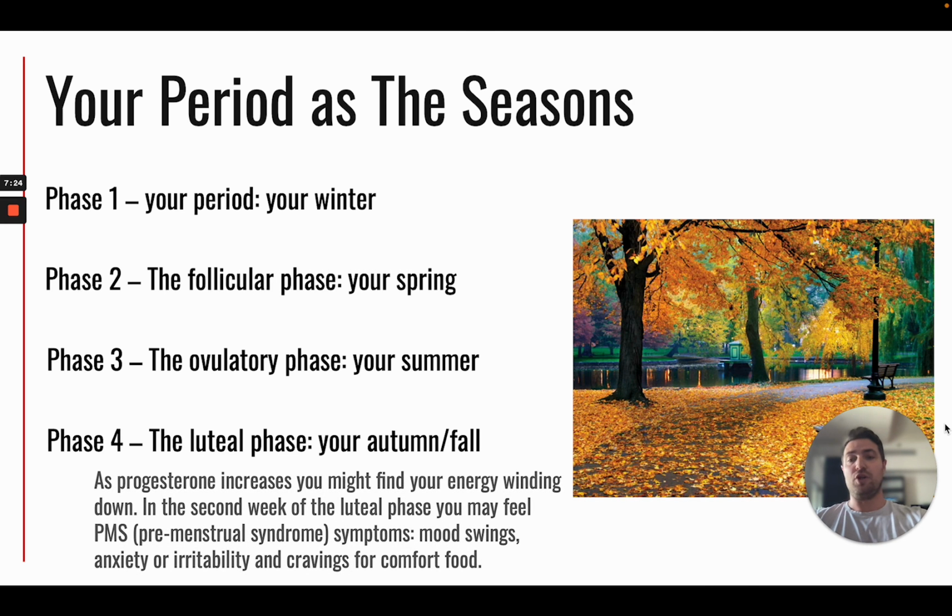And then phase 4, the luteal phase, is kind of your autumn and fall. So as your progesterone starts to increase, like I said, it's the hormone that doesn't make you feel so good. You find your energy winding down. In the second part of the luteal phase, you may start to feel the PMS. So your body's preparing to go back into that winter. So in autumn, you're starting to be a bit less energetic, you get a little bit tired, you almost feel comforted by the colder evenings and early nights, and you may start getting cravings for comfort food, you might start feeling a bit irritable, as your body prepares just in case you're pregnant. It goes into almost like a hibernation mode.